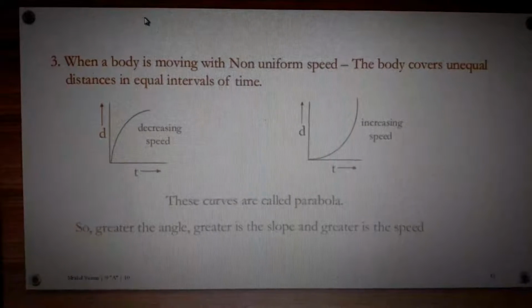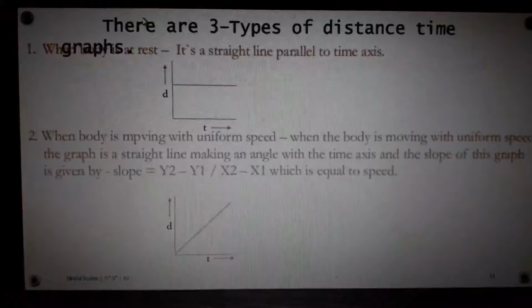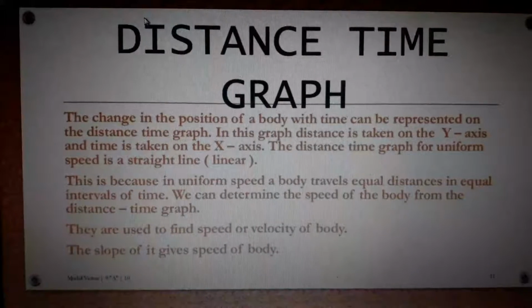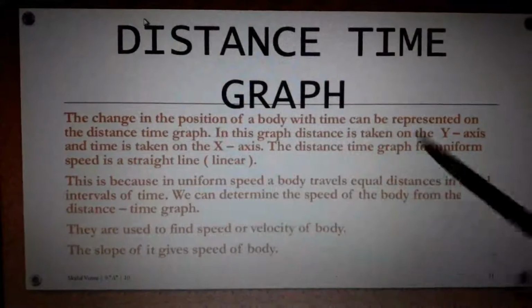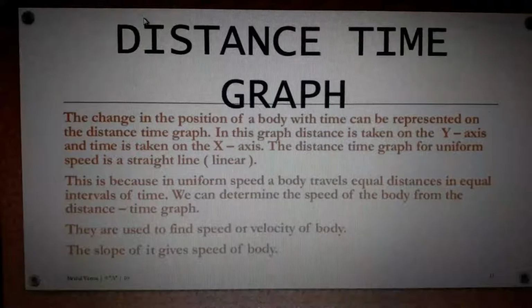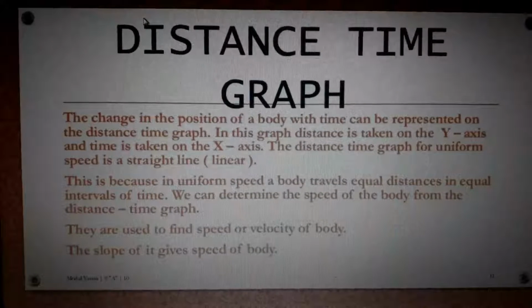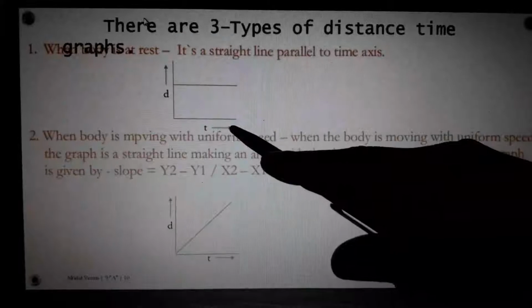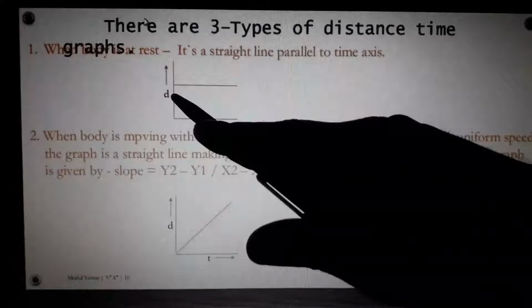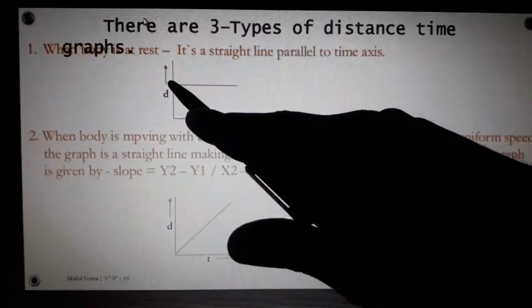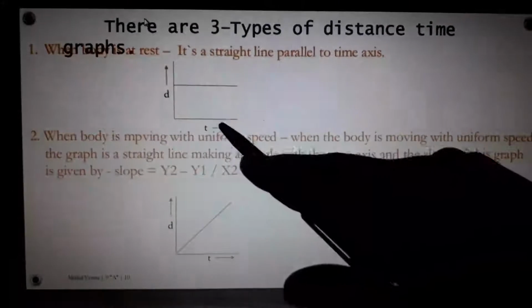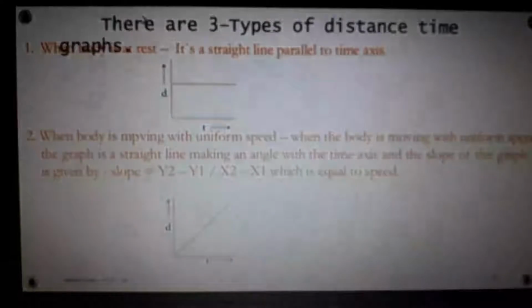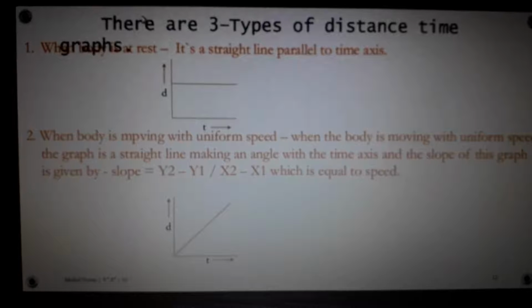Mostly we are taking 3 types of distance time graph. One more time I will explain. The change in position of a body with time can be represented on the distance time graph. In the first case there was no change. The body was at rest, only time is changing. The body is this many meters away from us, but it is at rest. It is not moving, so only time is changing. That's why it's a straight line which is parallel to the x-axis.